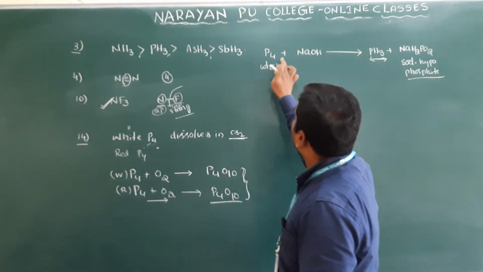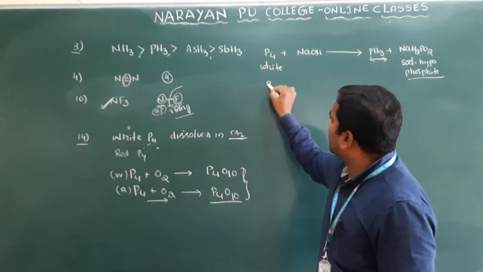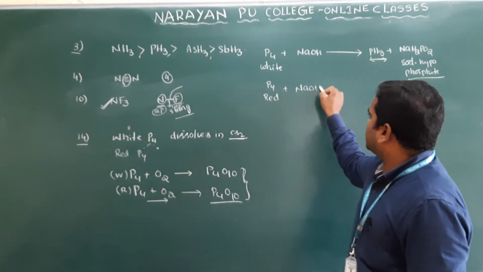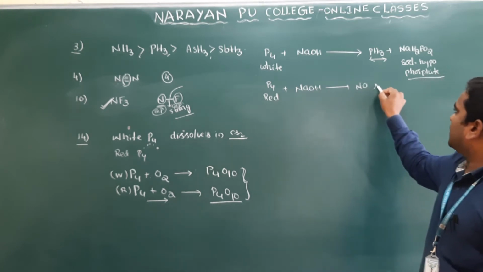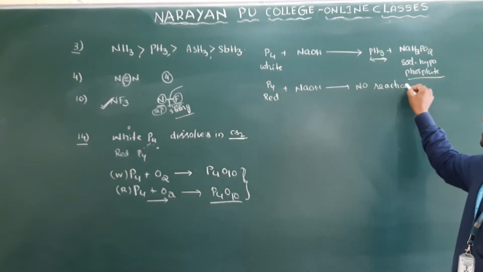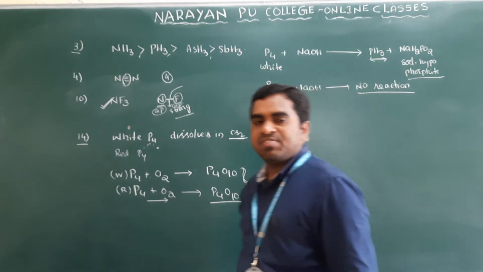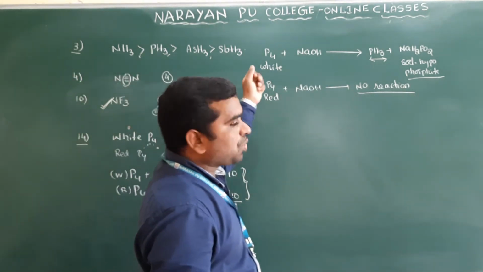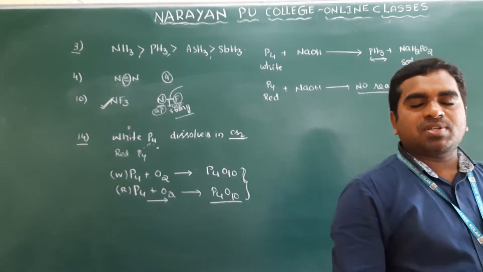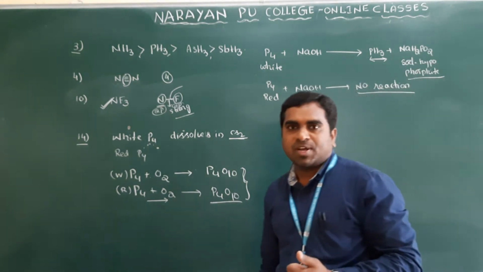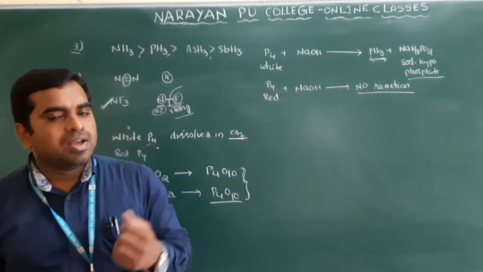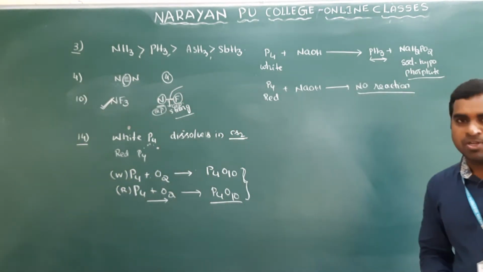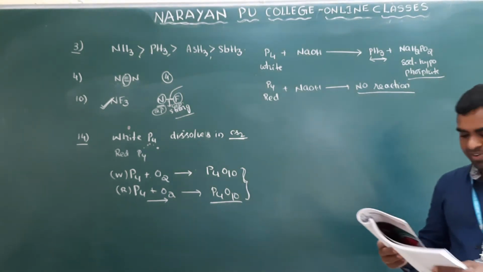So in this one, you are getting PH3 from white phosphorus, P4, as I mentioned there. And red phosphorus with NaOH: there is no reaction. Only white phosphorus will react with alkalis and give phosphine, and this is one of the good methods to identify which one is red phosphorus and which one is white phosphorus. So white phosphorus with alkalis, mainly NaOH, produces phosphine, but not red phosphorus. Clear? So that is the difference.